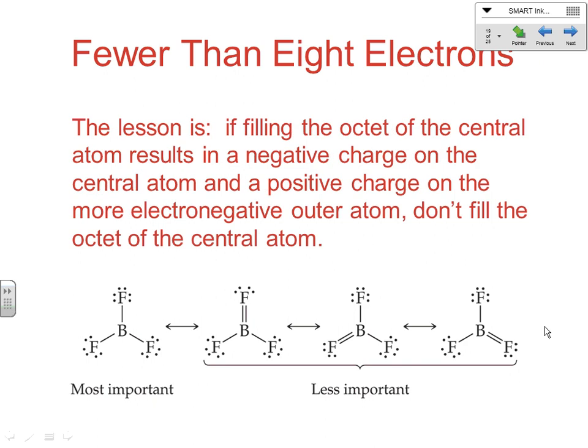So the lesson is, if filling an octet of a central atom results in a negative charge on the central atom and a positive charge on a more electronegative outer atom, then don't fill the octet. That's the way your book puts this.